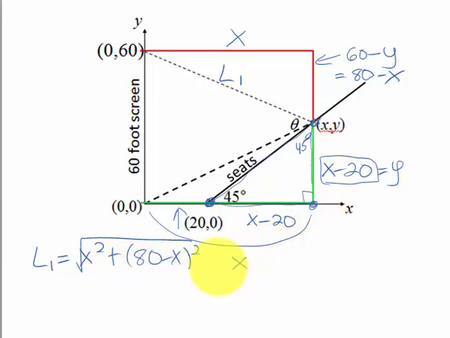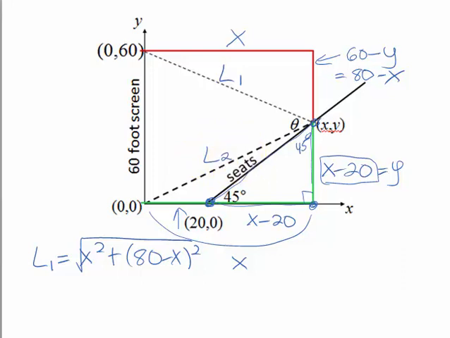Now we can do the same thing with the green triangle. This whole side is x. This side is x minus 20, so we could do this leg squared plus this leg squared, square rooted, which would equal this hypotenuse and give us L2. So I'm going to let you finish that part.